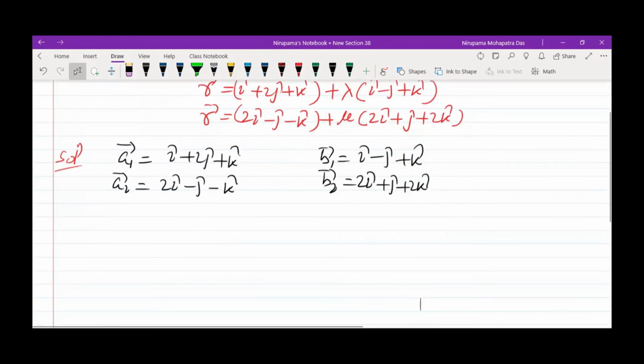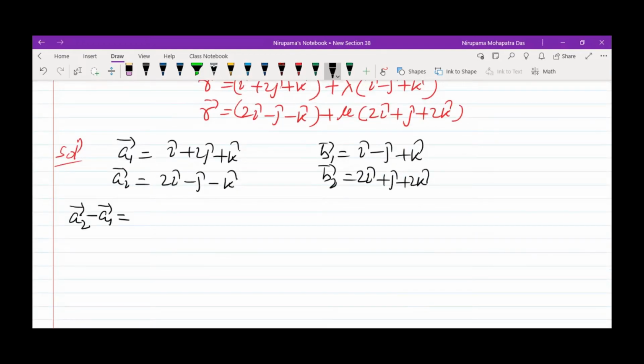Step 2 is a2 minus a1. 2i minus i, minus j minus 2j is minus 3j, then minus k minus 2k. So we have a1, a2, b1, b2 vectors. Step 1 is over. Step 2, a2 minus a1, that is i minus 3j minus 2k.